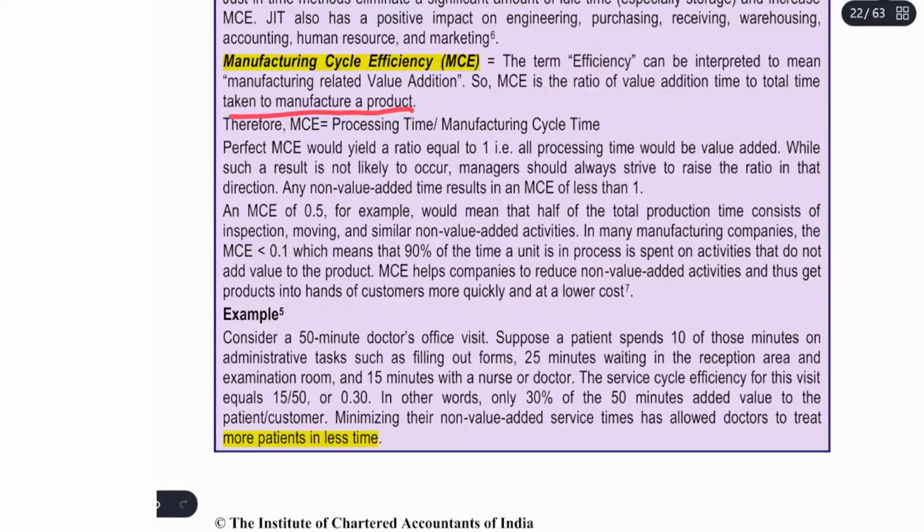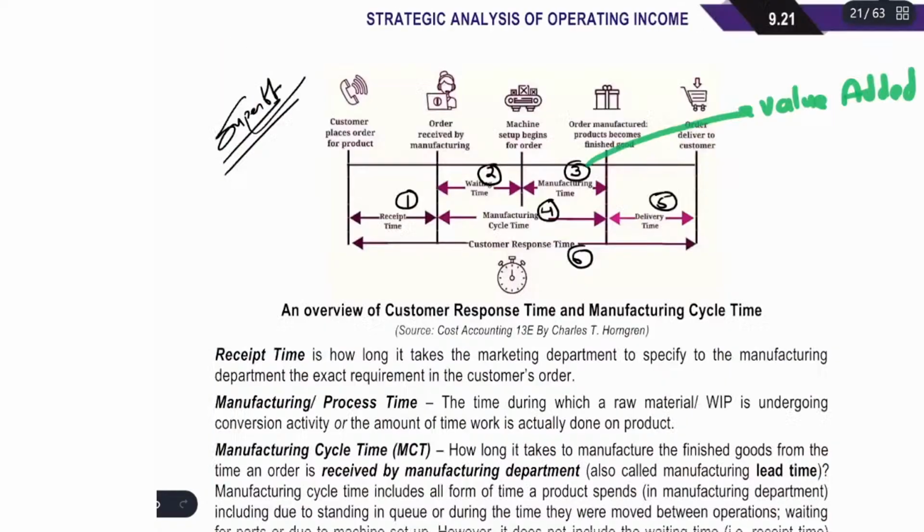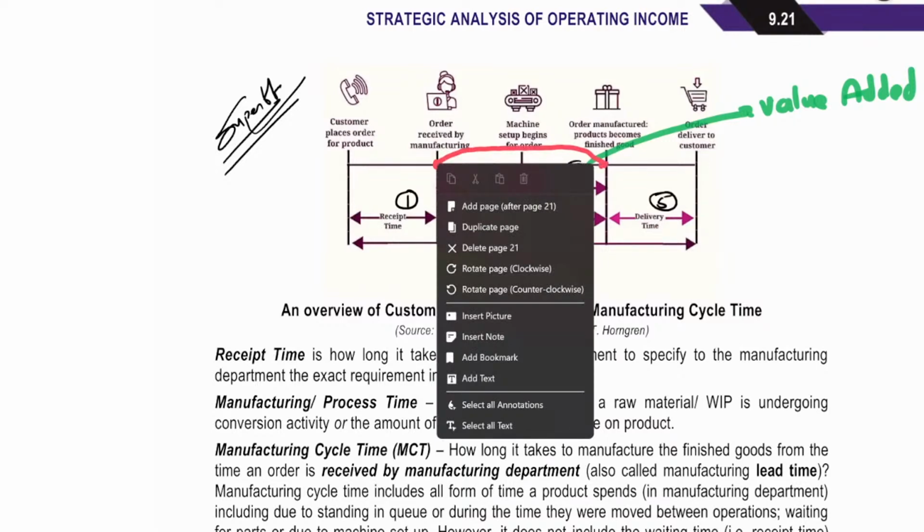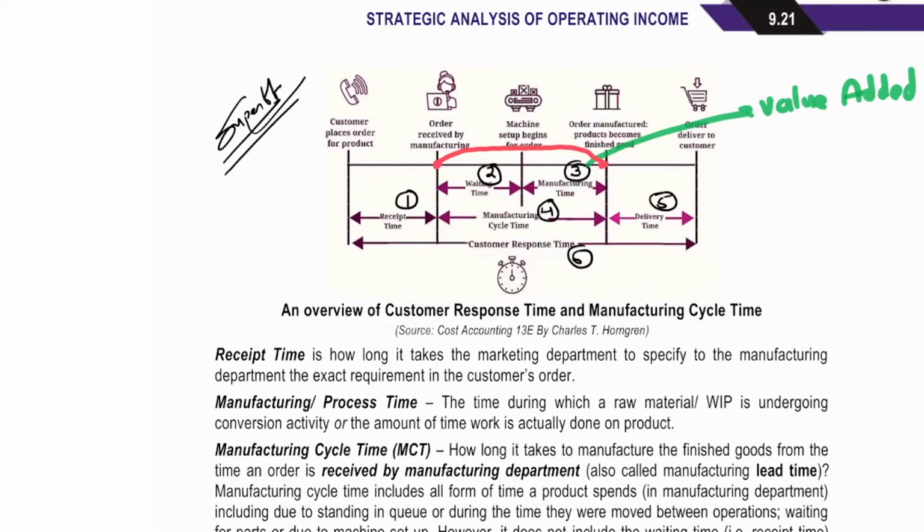If we start from here, whatever time has been taken right from this point to the point the finished goods is completed, this particular point is known as the total time taken for manufacturing. Out of this total time taken, if I want to know how much is the value added time and how much is the non-value added time, then I will compute the ratio, manufacturing cycle efficiency.